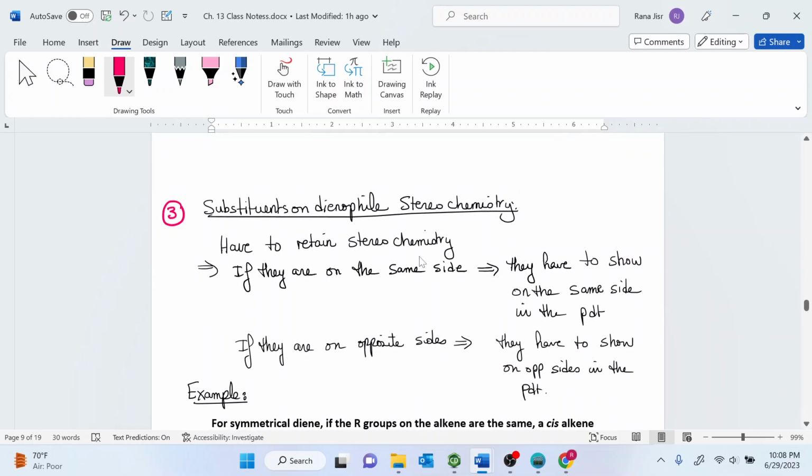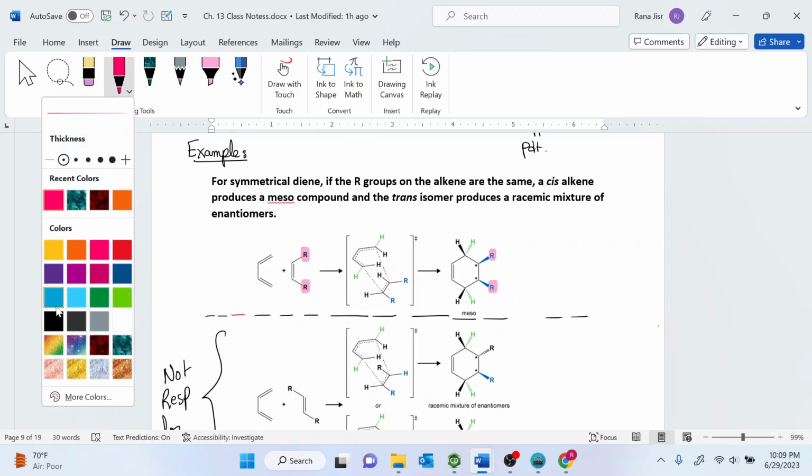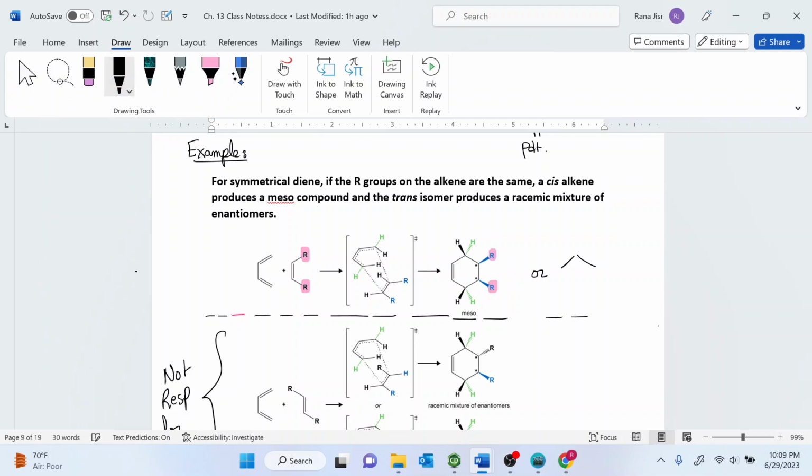Now, for the substituents on the dienophile, they have to retain the same stereochemistry. So if the substituents are on the same side, they need to remain on the same side. Something like this. So if they are on the same side, you need to show them on the same side in there. Whether you show them both up or whether you show them both down, you can pick whatever you want, although we prefer both to be down. And this is going to be the endo product. This is going to be more preferred than showing them both up.